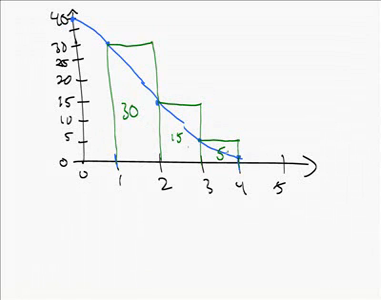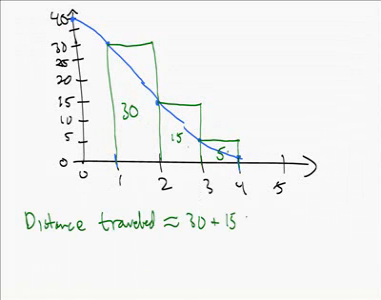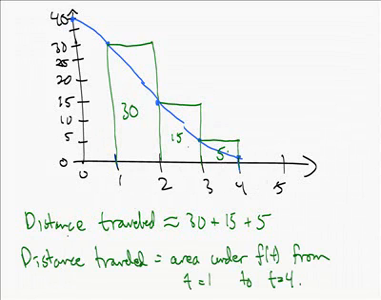You can see that the areas of these rectangles give us an approximation of the distance traveled by that ball from t equals 1 to t equals 4. So our distance traveled is approximated by 30 plus 15 plus 5. Hopefully this illustrates the fact that this area gives an approximation of the distance traveled. The actual distance traveled is the area under the curve from t equals 1 to t equals 4.